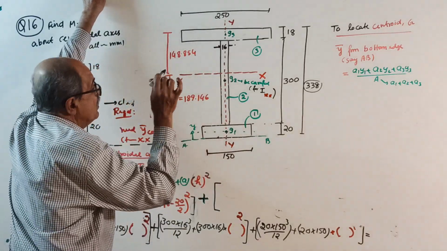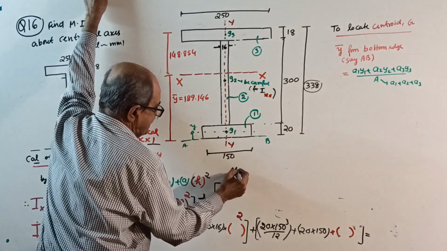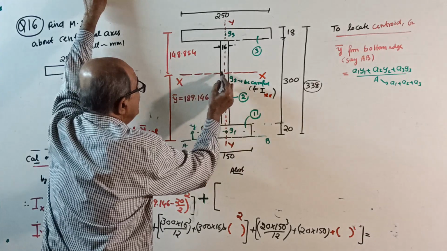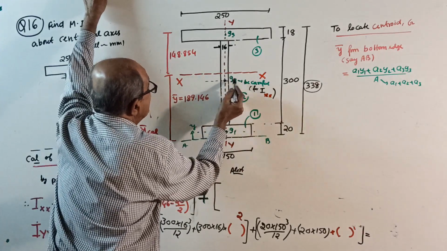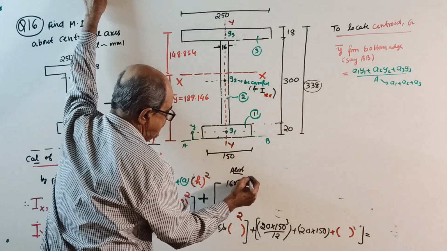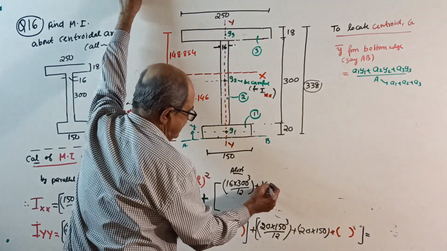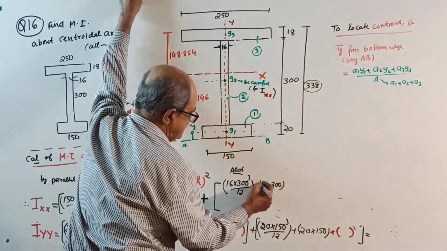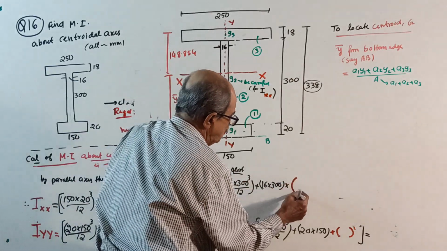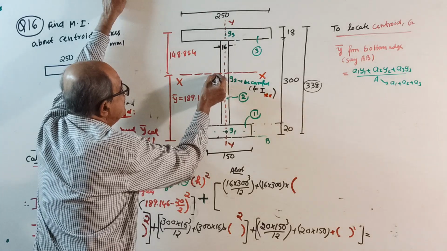Second one, be very careful. Come to G2. Now you should be careful, alert. Right here, be alert. Come to the centroid. The axis passing through the centroid parallel to XX, this is the axis. 16 into 300 cube by 12. This is not the problem. Plus area, 16 into 300 is the area, into, this is the most important term where people get confusion, into the distance from centroid to XX, this distance squared.